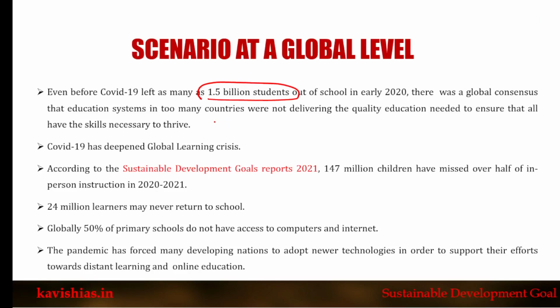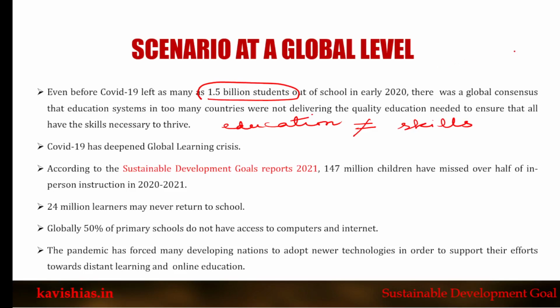For example, we might have somebody who is a graduate or a postgraduate, but they do not have enough skills to get the employment that they deserve. In that case, we can say that quality education is not achieved. As the COVID-19 pandemic arrived, the global learning crisis deepened.